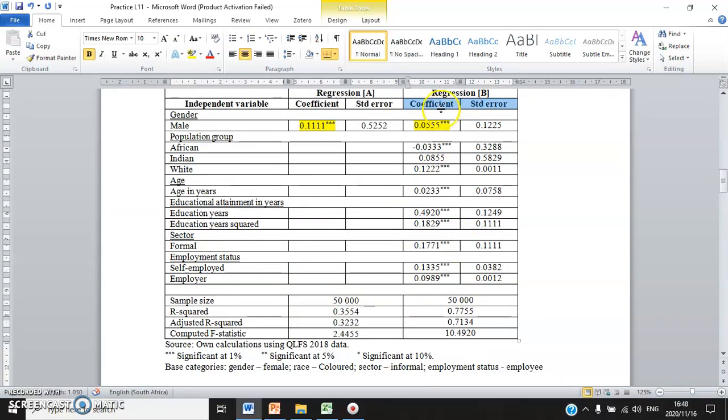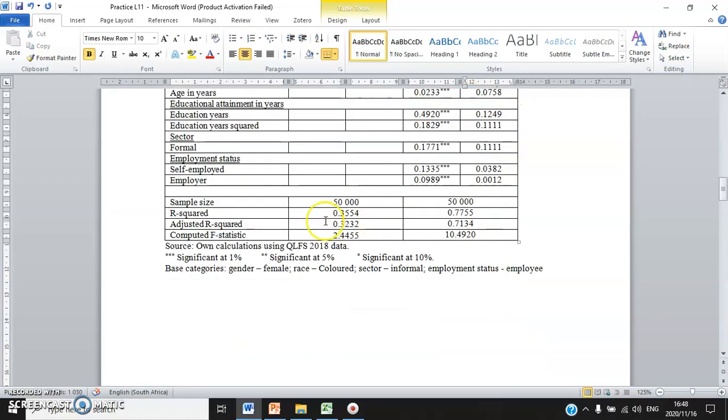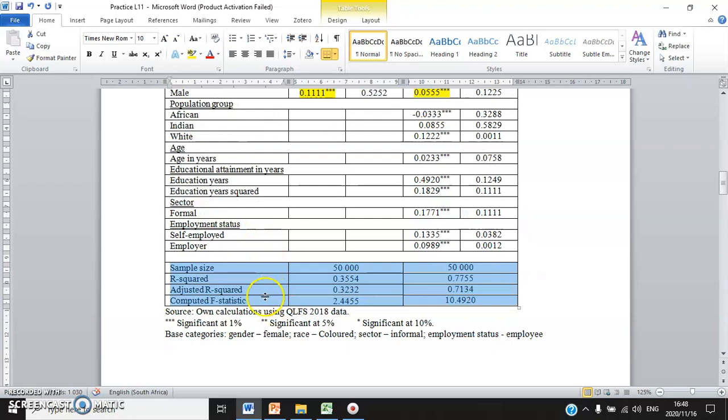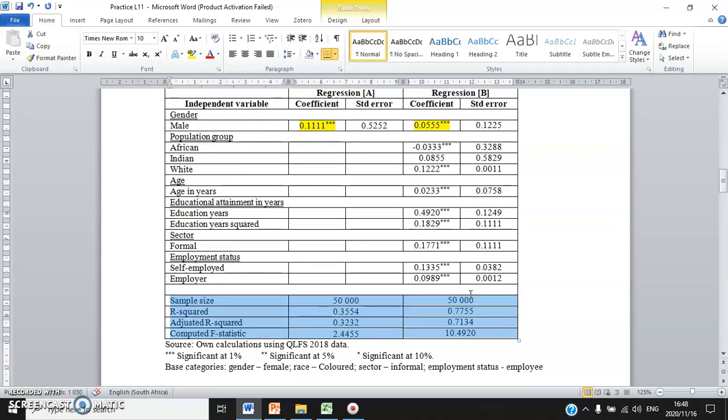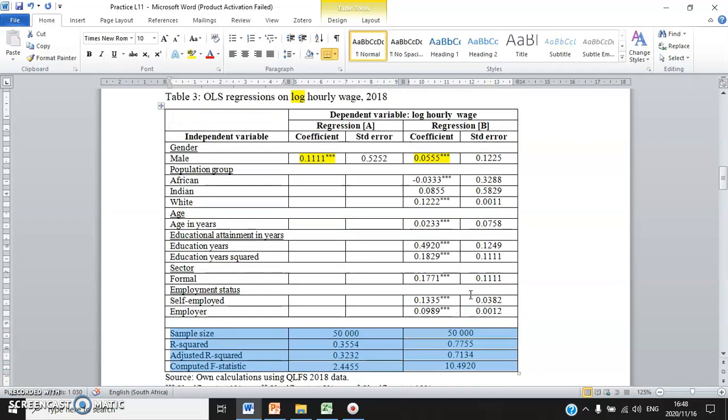And this is how we present the regression. We have to show the coefficient and standard error. Then the other basic information like sample size, R square, adjusted R square, computed F statistics, they are all shown at the bottom. And then actually when you run the regression on Stata, there is a way to automatically save the regression table in tabular format on Word.